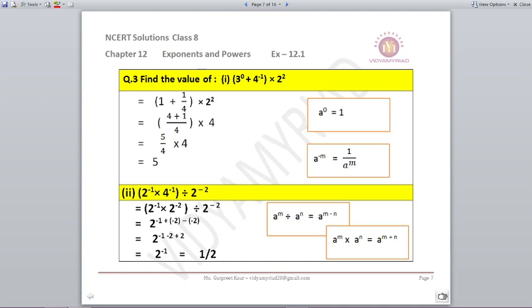Question number 3. Find the value of 3 raised to power 0 plus 4 raised to power minus 1 multiplied by 2 raised to power 2. We have to find its value. So anything raised to power 0 is 1. So 3 raised to power 0, I have written 1.